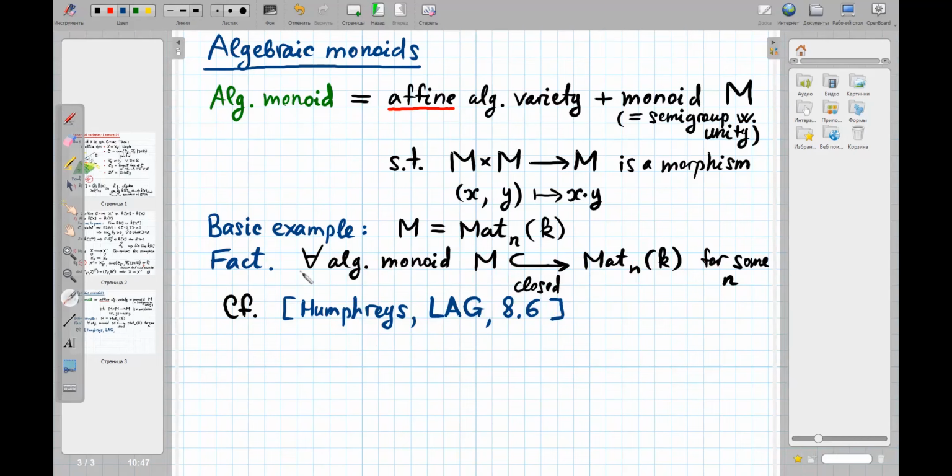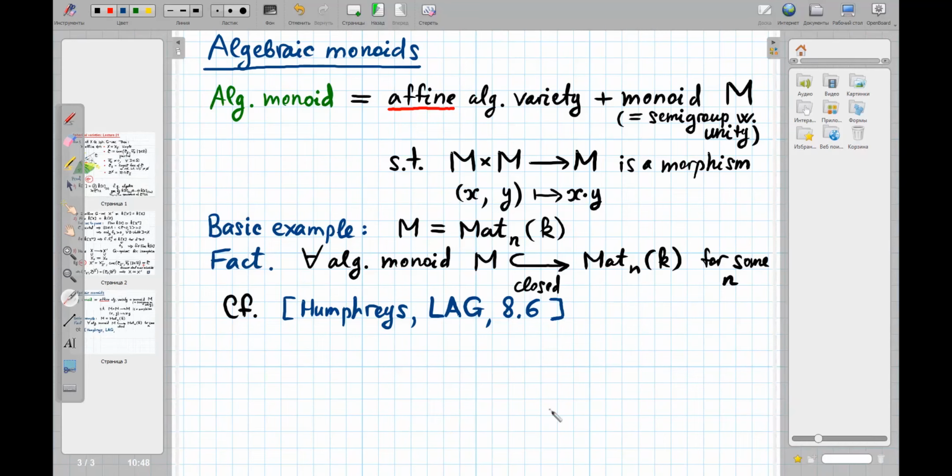So I won't elaborate on this proof anymore. We can, in fact, just take this for the definition of an algebraic monoid. We can assume that it is linear by definition, but I don't want to do it. I just wanted to stay on a bit more general, formally more general viewpoint, but in fact it is the same.